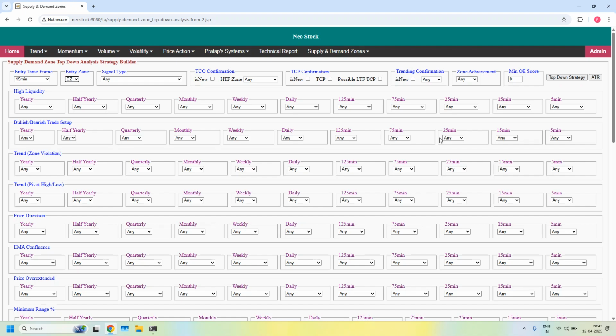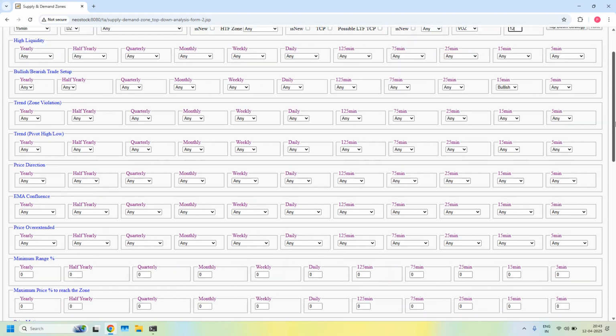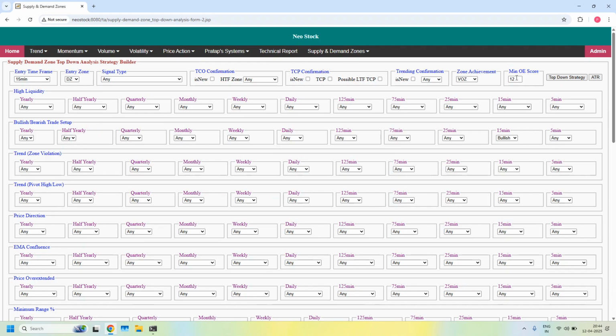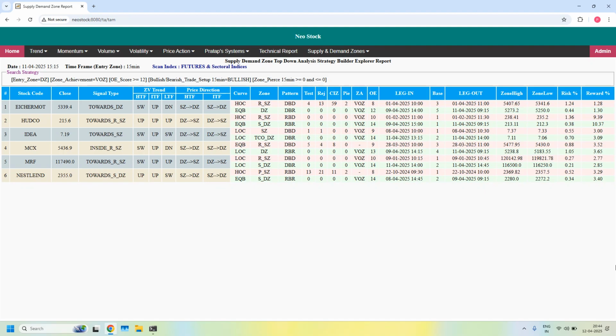In bullish or bearish trade setup, at a 15 minutes entry time frame, I am selecting bullish. And the zone achievement should be violated opposing zone. Minimum odd enhancer score should be 12. And also, this 15 minutes demand zone should not be pierced. In the pierced count parameter at 15 minutes entry time frame, I am selecting minimum value 0 and maximum value 0. With these filters, all the 3 filters applied to 15 minutes demand zone, we got 6 stocks.